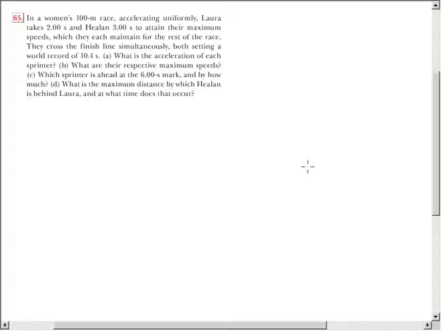The first question I ask is, how would we describe the motion of each sprinter? Pause the video for just a minute and write down how you would describe the motion of each sprinter.